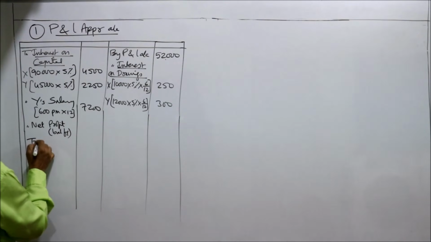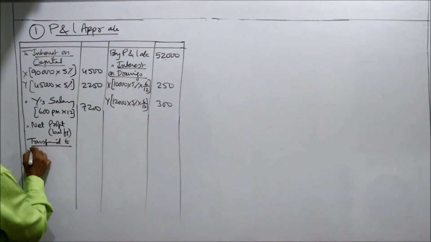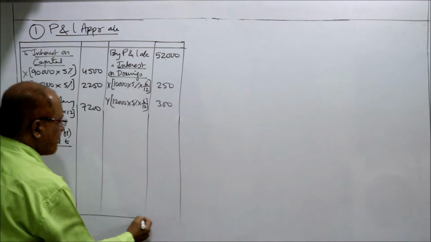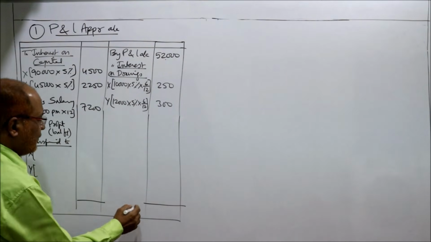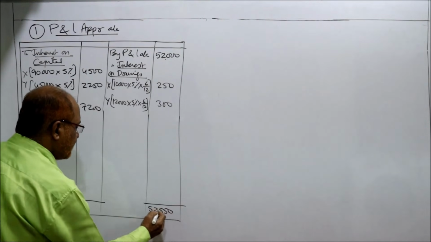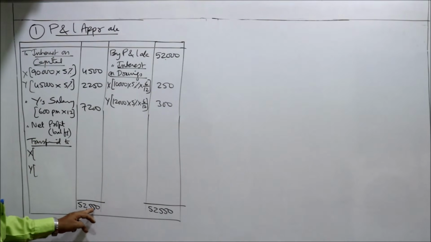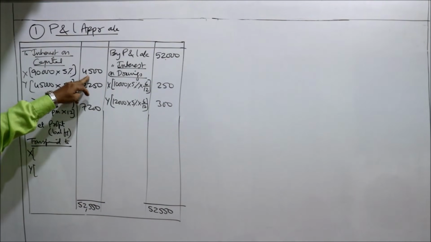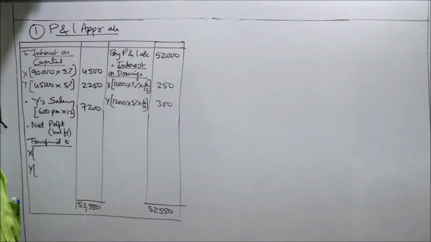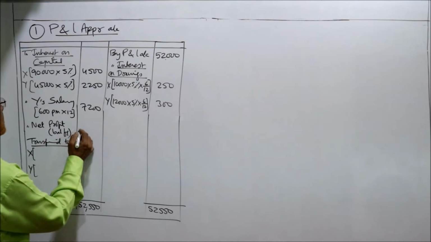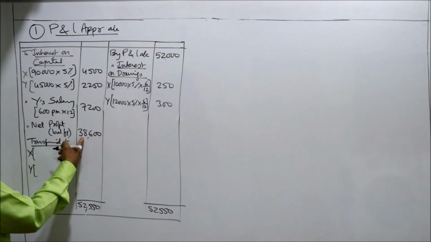Balancing figure transferred to X and Y. Now, the total of the credit side is 52,550. Out of 52,550, subtract 4,500, 2,250 and 7,200. These three amounts you subtract. The balancing figure you will get is 38,600. This is the net profit, the divisible net profit.